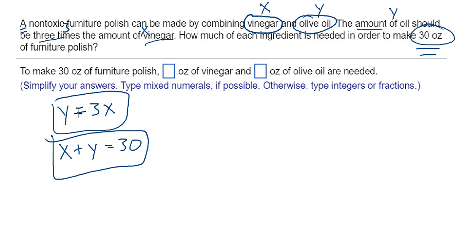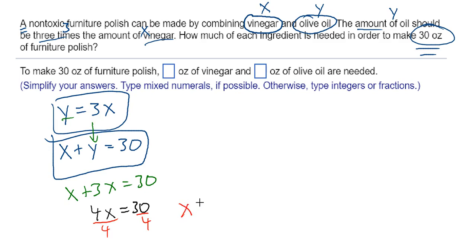This one is definitely most easily done by the substitution method. It's already solved for y, so I'm going to plug that into the bottom equation here, and we'll have x plus 3x equals 30. And then we're going to solve this for x by combining the x's together. We get 4x, and then dividing by 4 on both sides, we'll get x is equal to 7.5.